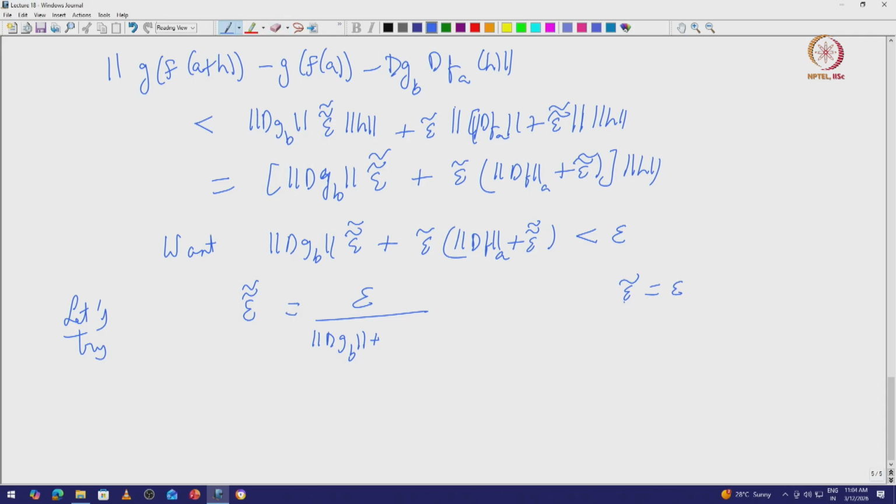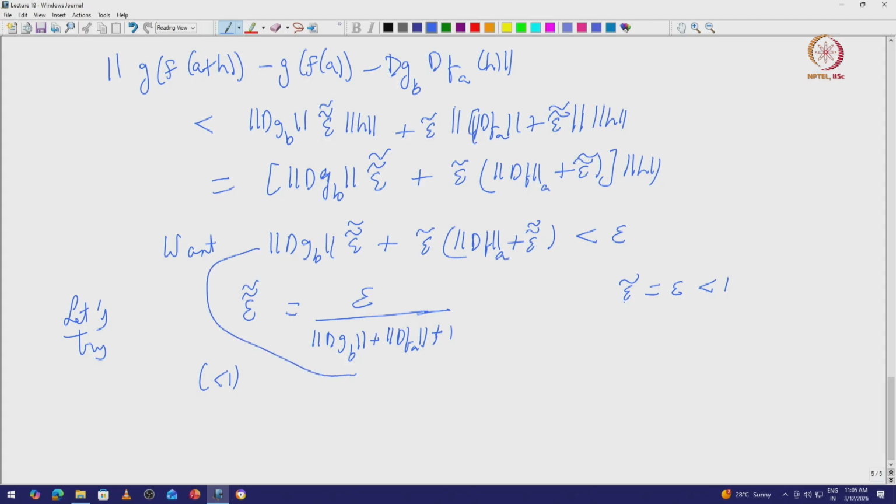And this can be chosen to be... So suppose we tried this, right? This is not good enough, because, let's say this is less than 1, so this is also going to be less than 1. So let's try if this is good enough or not.